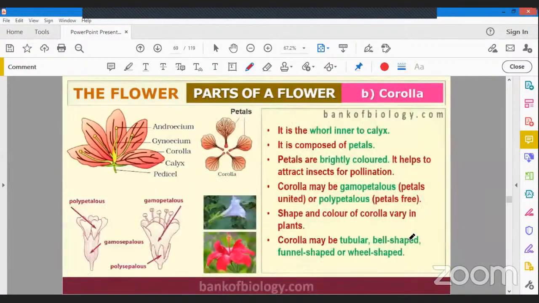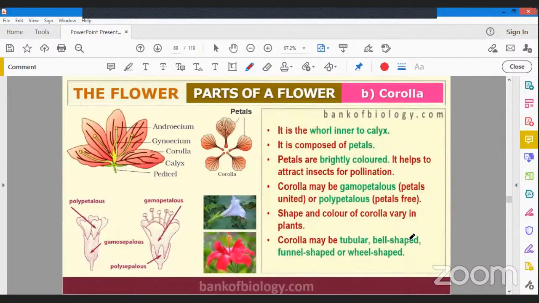Done. So we go to the next part. Corolla. Individual units of the corolla are called petals. They lie inner to the calyx, that is, inner to the sepals. Usually petals are brightly colored and they help to attract insects for pollination. So the corolla is the part which has the petals.